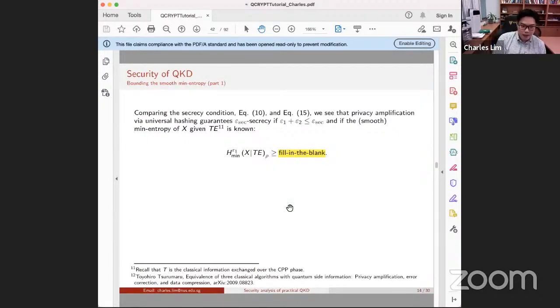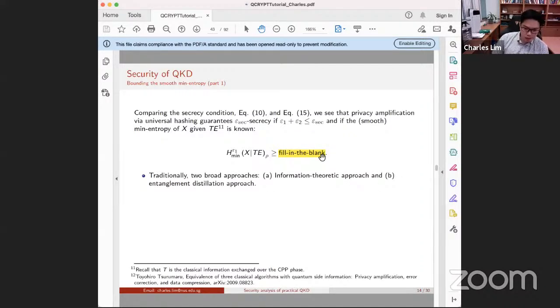At the end of the day, when you compare the secrecy criterion we just introduced for QKD and the leftover hash lemma in the presence of quantum side information, you would see that you pick epsilon 1 and epsilon 2 such that they fulfill the security that you require. The smooth min-entropy of X given T, where T is the transcript that you would disclose during the classical communication stage of the QKD protocol, and E is the side information that Eve would have acquired during the quantum communication phase, right? What you need is to basically fill in this blank, right? Once you know this information, then you can go on to design your key distillation engine, right? But generally, this quantity is not so easy to lower bound, right?